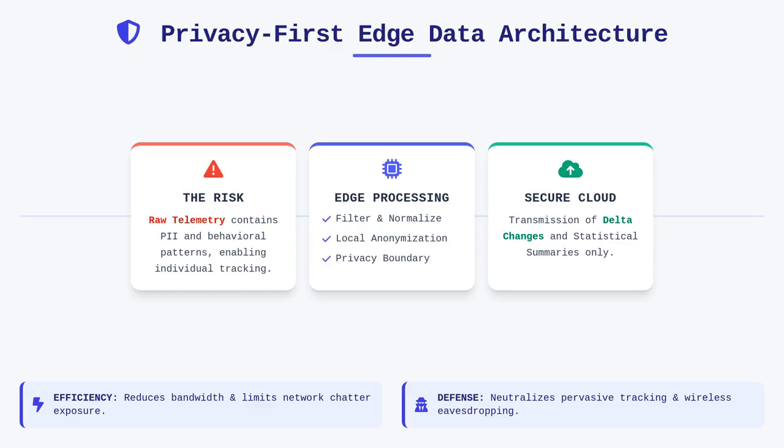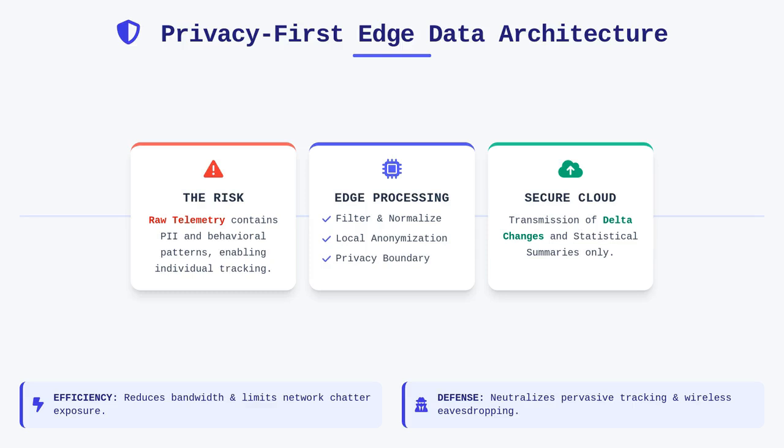By anonymizing raw sensor input directly on the hardware, we ensure that the information transmitted across the network is already stripped of identifying context, which significantly reduces the impact of potential wireless eavesdropping. We should design our pipelines to implement data suppression, where only the delta changes or statistical summaries are sent, rather than continuous streams of high-resolution data. This not only improves bandwidth efficiency, but also limits the inherent privacy exposure that comes with constant network chatter.